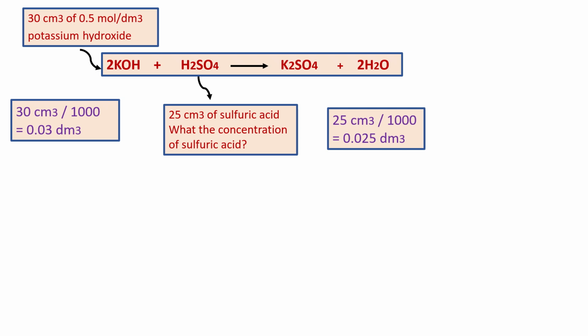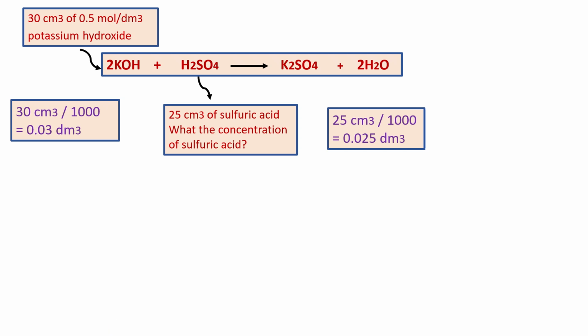The first step is to change the volume into decimeter cube. So divide 30 by 1000, and the answer is 0.03 decimeter cube. We also need to change the volume of sulfuric acid from cubic centimeter to decimeter cube. So divide 25 by 1000, and you get the volume in decimeter cube to be 0.025.